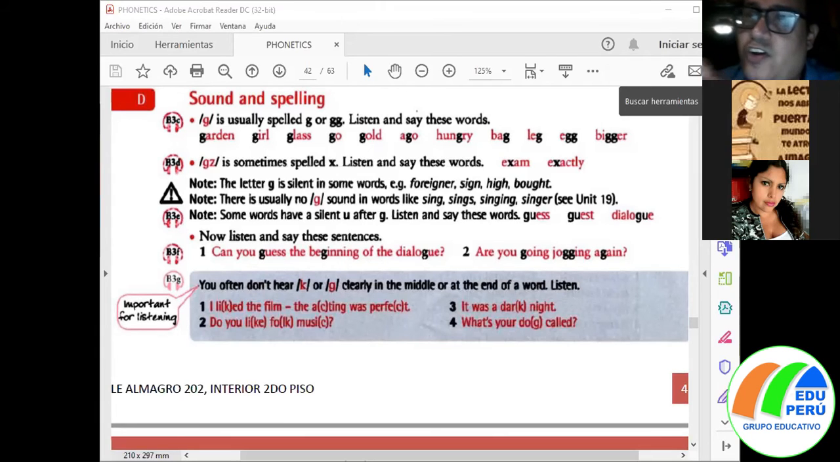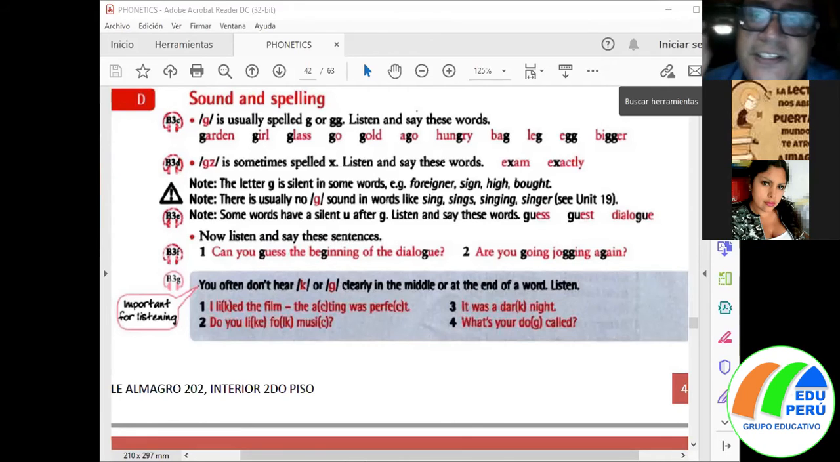So now, in a connected way, do you like folk music? Do you like folk music? Do you like? Notice, do you. I connected these two words together. Do you becomes do, do. Do you like folk music? Notice here the k sound is not pronounced strongly. It's very soft or disappears.